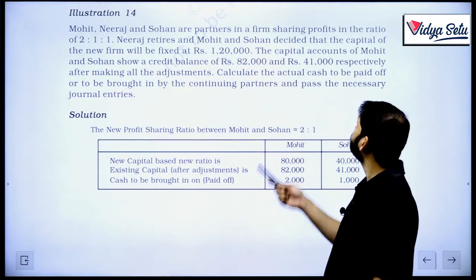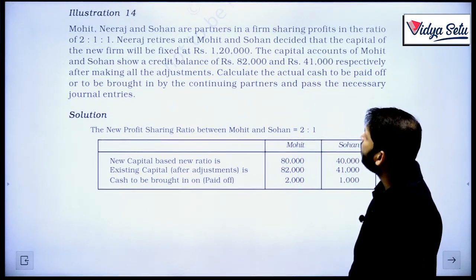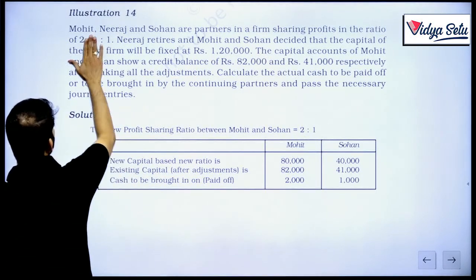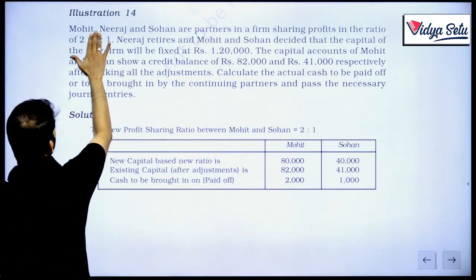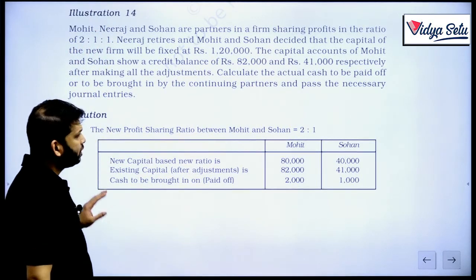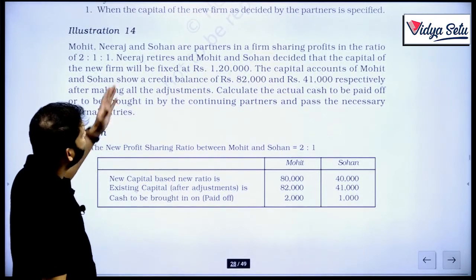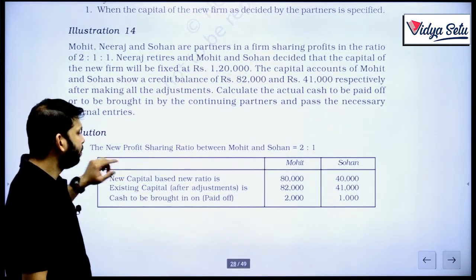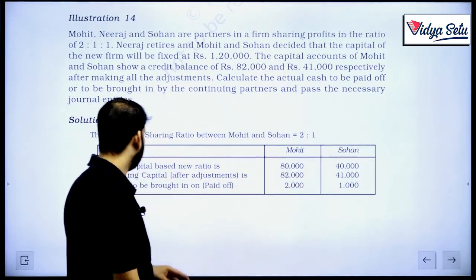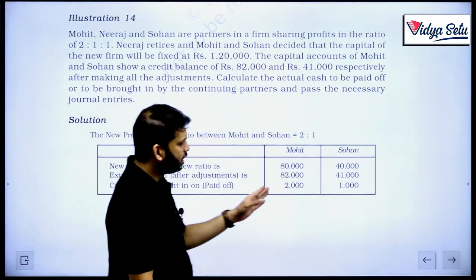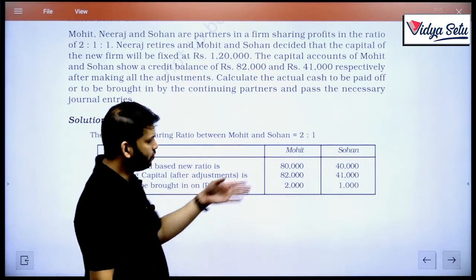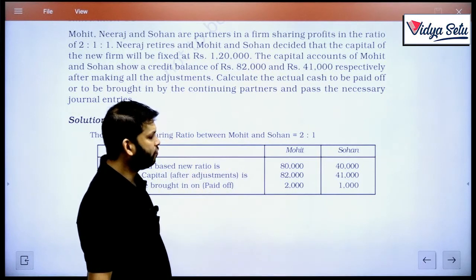The new profit sharing ratio is 2:1. How is it given? Because Neeraj, the middle one, is going out. If I cover the middle one, the new PSR comes to 2:1. Now, the new capital totally, how much is the capital? 1,20,000. So the new capital based on the new ratio, 1,20,000 in 2:1, is 80,000 and 40,000. Existing capital is 82,000 and 41,000, and it should be 80,000 and 40,000.